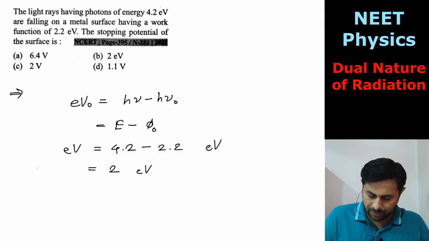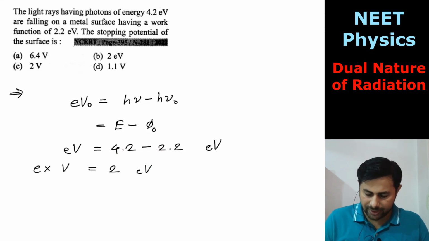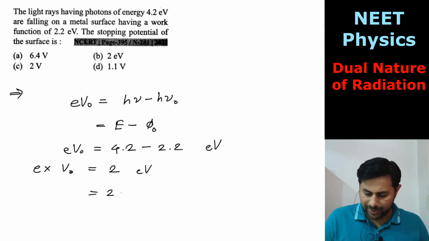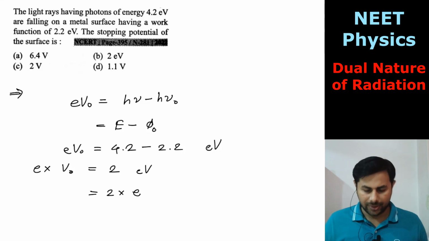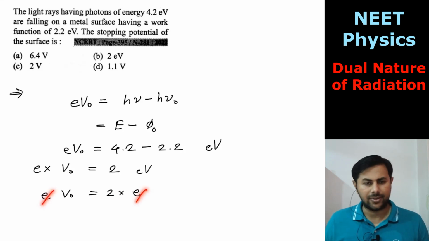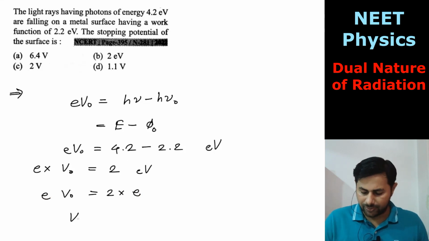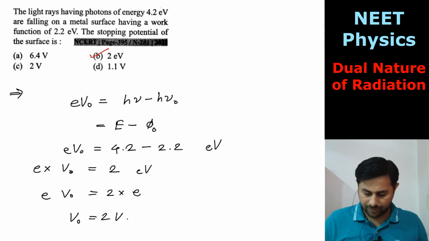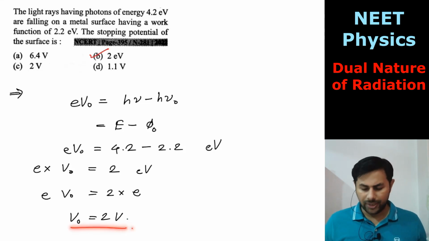and that is e multiplied by, let's say, the stopping potential. So that 2 electron volts, if you convert it to joules, is 2 multiplied by the charge on an electron, right? So that is e times V naught. So e gets cancelled out and you get V naught equal to 2 volts. Again, a simple question. Okay, this is clear.